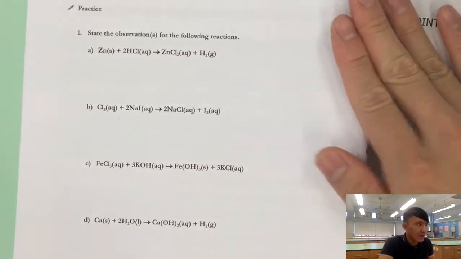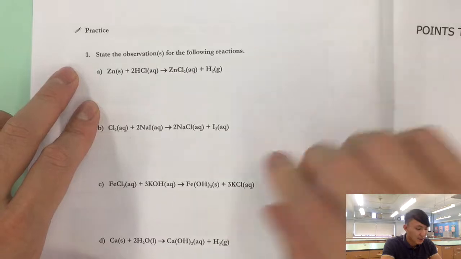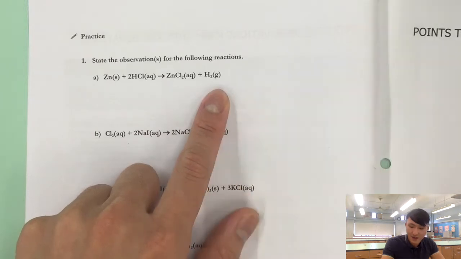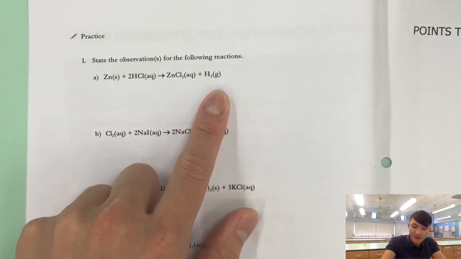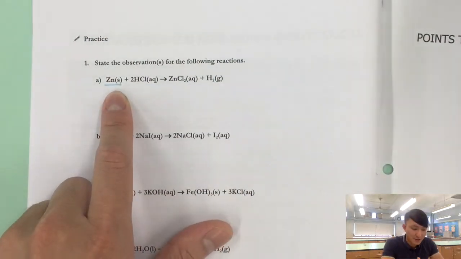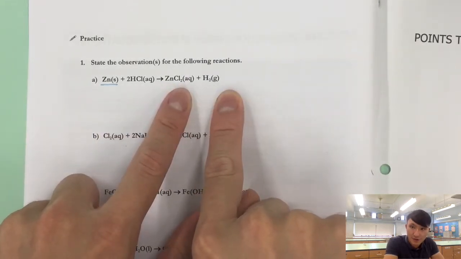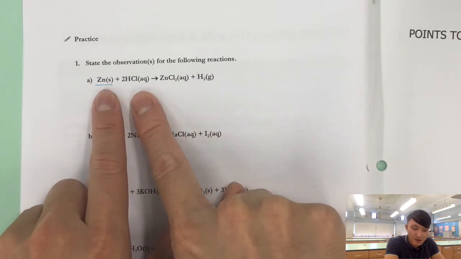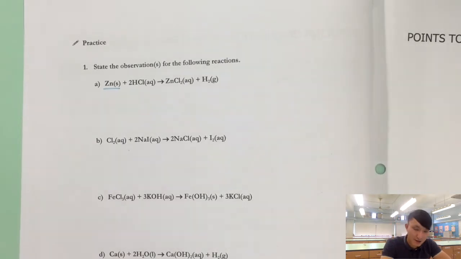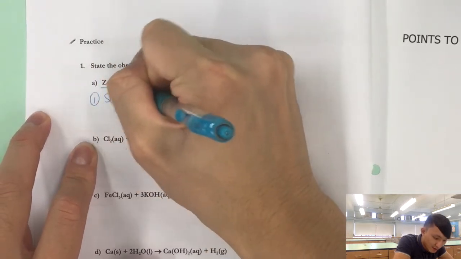Now at the back, we have again some practice questions, and this is the last practice question. I can do some examples for you. The first one: zinc reacts with hydrochloric acid to form zinc chloride and hydrogen gas. The first thing that I can see is that I see zinc metal as the reactant, and at the end we don't see any metal left. So that means a solid will seemingly disappear after the reaction has completed. So the first thing I would say is that the silvery solid dissolves.